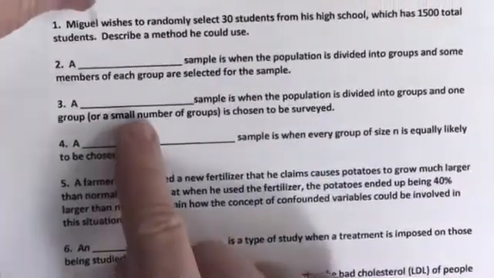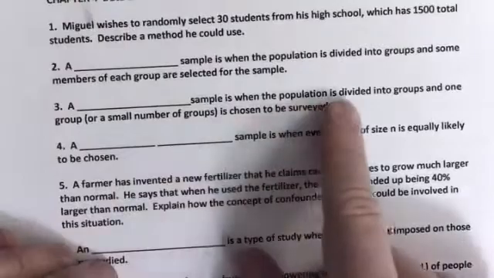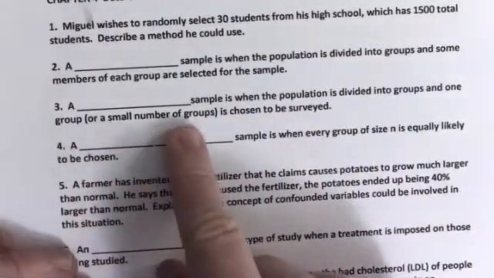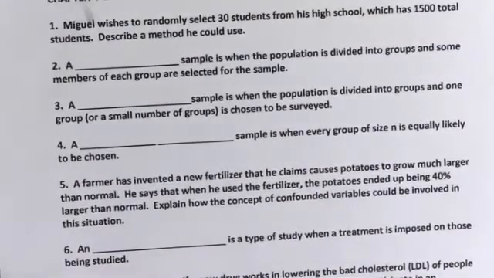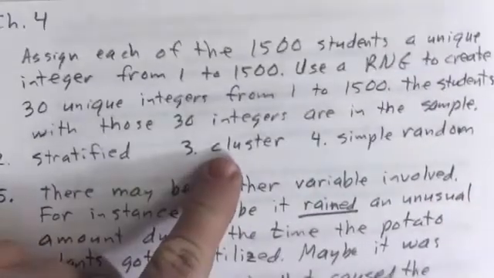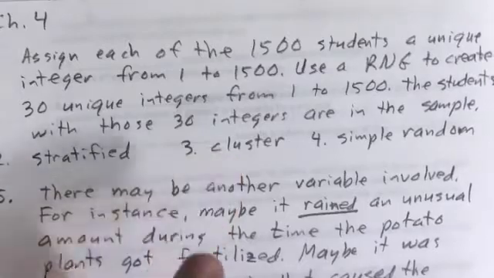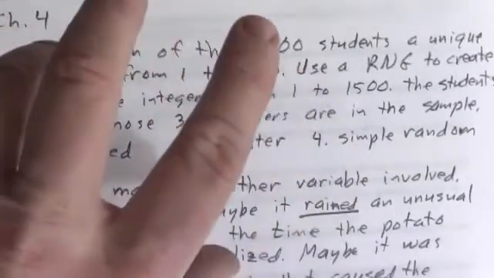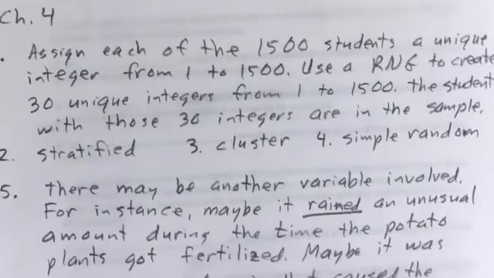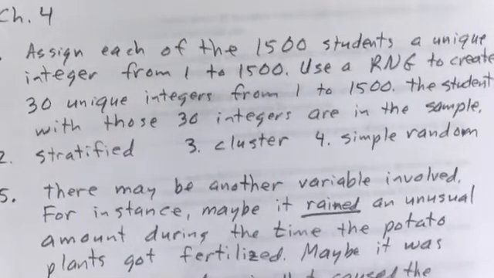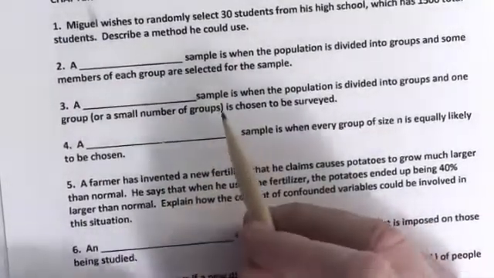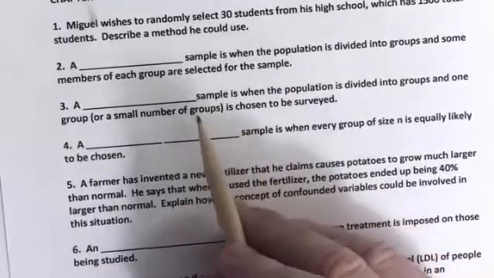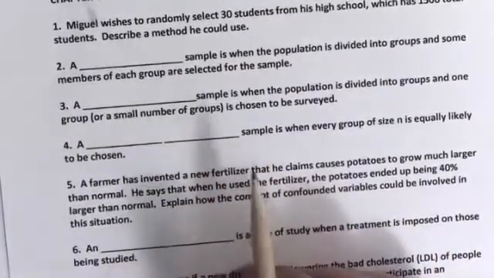Number three, a blank sample is when the population is divided into groups and one group or a small number of groups is chosen to be surveyed. That is what we call cluster sampling, when you divide into groups and you pick in essence one group to represent the whole. So if the groups are heterogeneous, this would be a good thing to do. You could just select one group or a small number of groups to represent the whole. Or sometimes in cluster sampling, they'll divide them into groups, pick one of the groups, and then do a random sample within that group. That would also be cluster sampling.